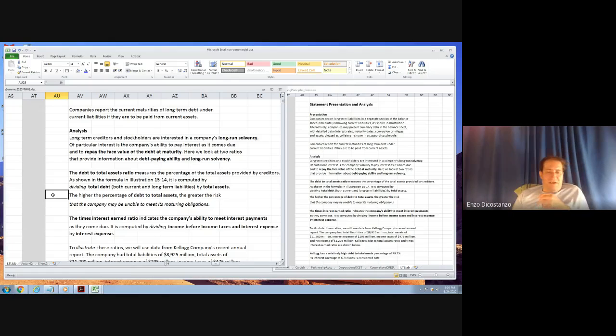Okay. Times interest ratio indicates the company's ability to meet interest payments as they come due, dividing income before income tax and interest expense by interest expense.